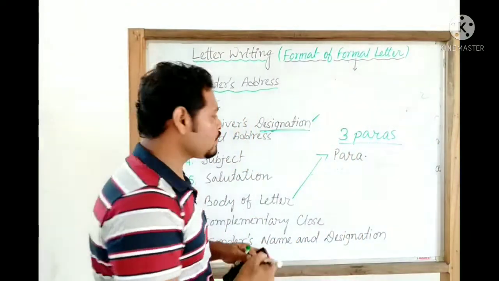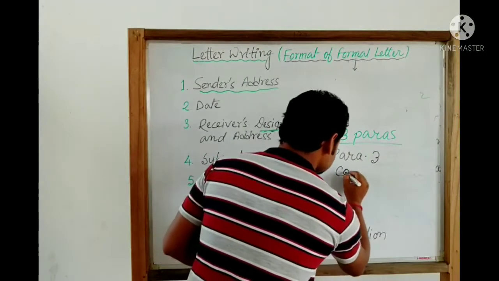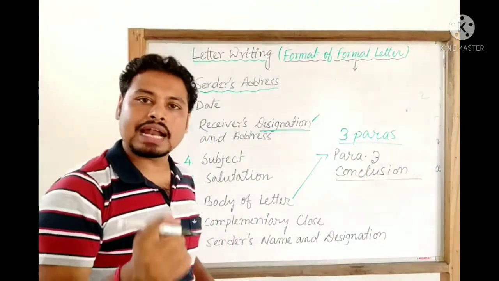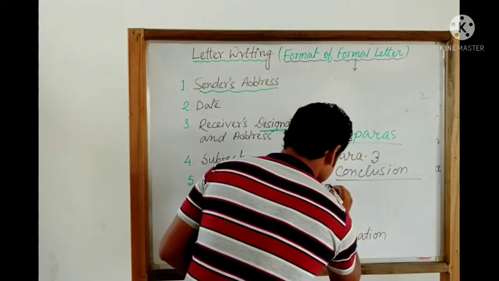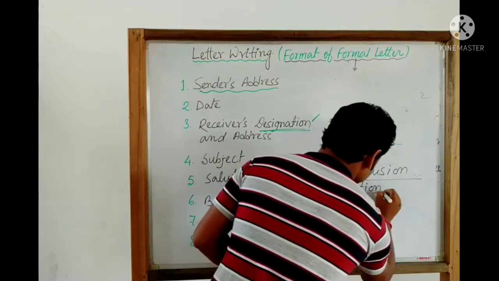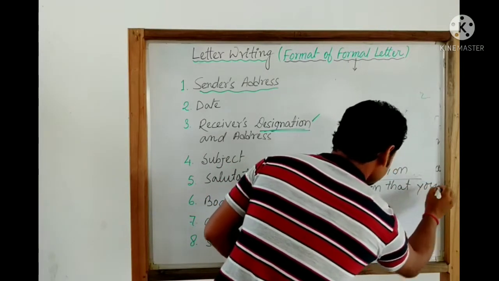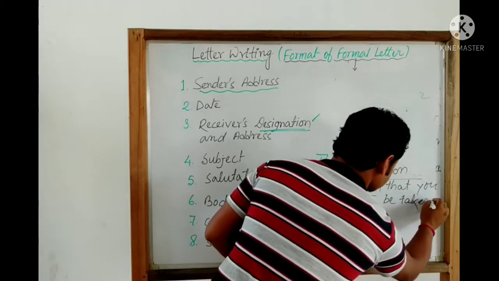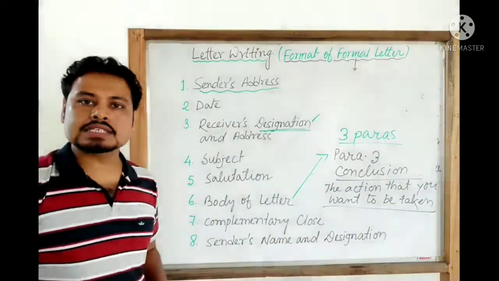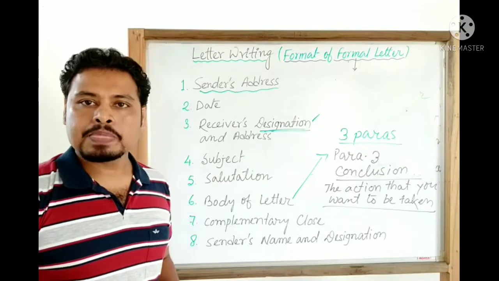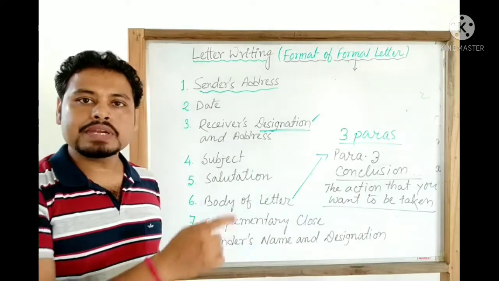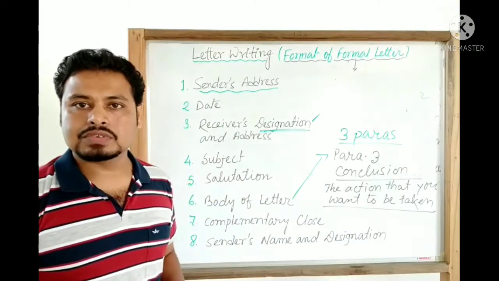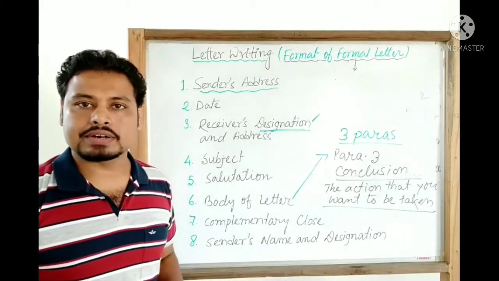And at last, in para 3, the last para of our body, in para 3, it is conclusion. Conclusion means the action that you want to be taken. So this one is the last and the final para of the body of our letter. So here we need to say what action we want to be taken from the concerned authority or to whom you have sent the letter.